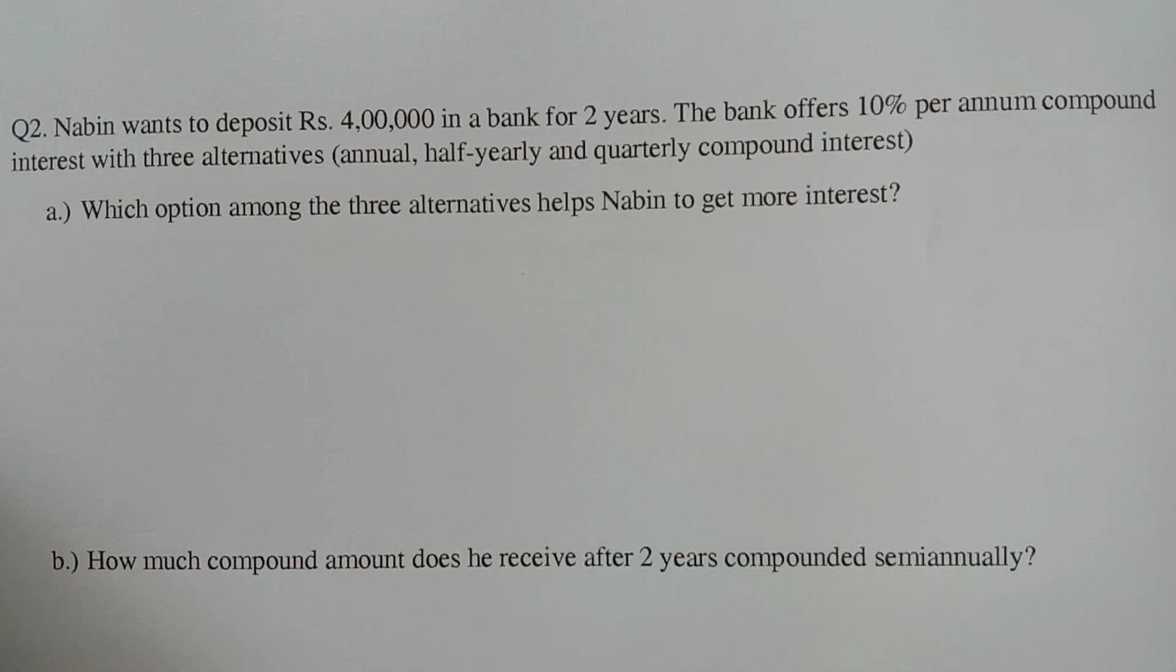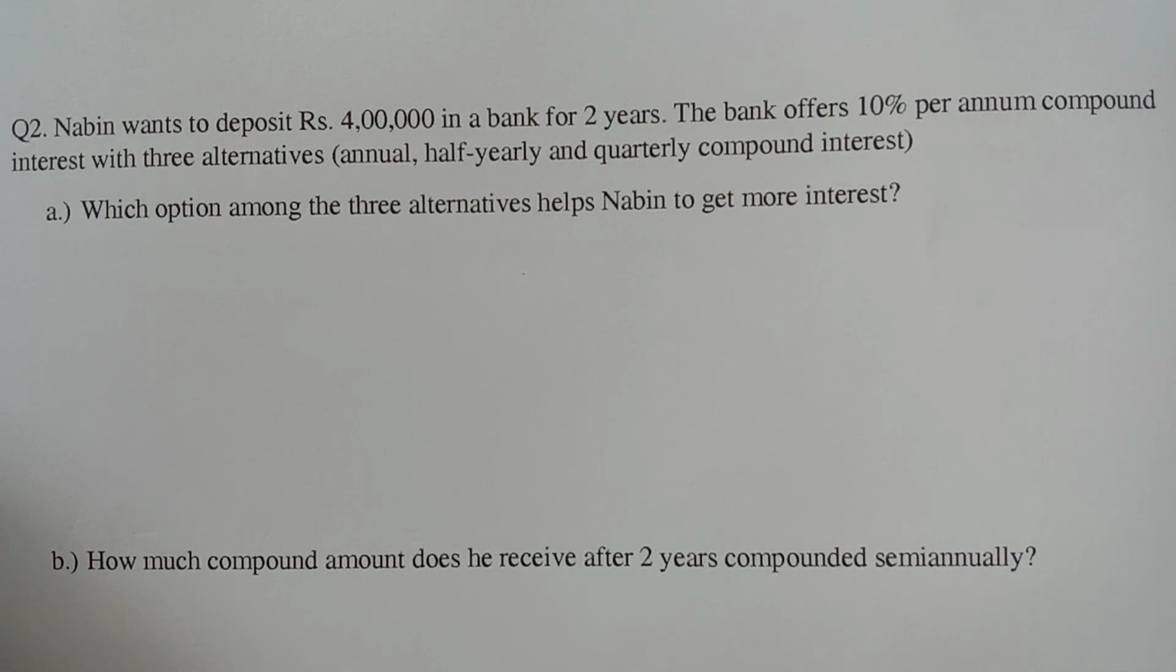Question number 2 is, Navin wants to deposit 4 lakhs in a bank for 2 years. The bank offers 10% per annum compound interest with 3 alternatives: annual, half yearly and quarterly compound interest. Which option among the 3 alternatives helps Navin to get more interest?